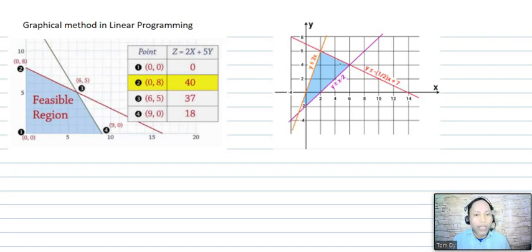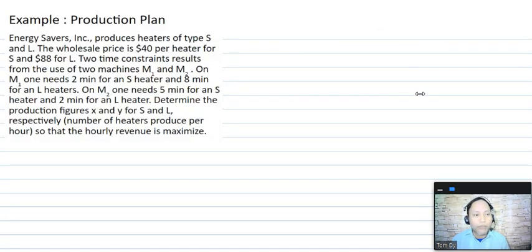Another graphical method is this one. We have three line equations. So we have this one, another line equation, and then another line equation. And then bounded by these three lines is now what we call the feasible region. That is highlighted in blue color. Okay. So this time, we will proceed to our example for a linear programming problem.